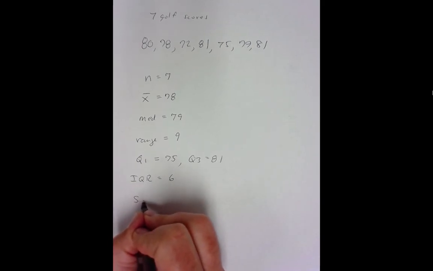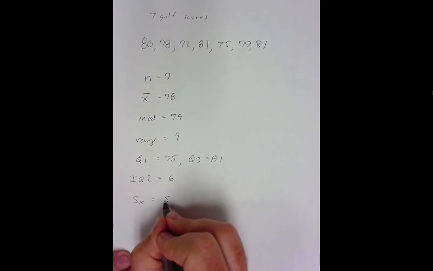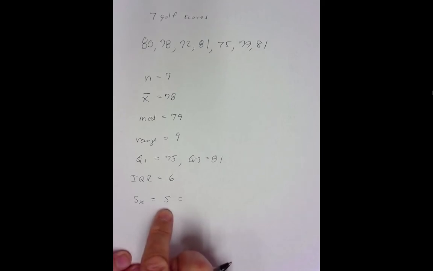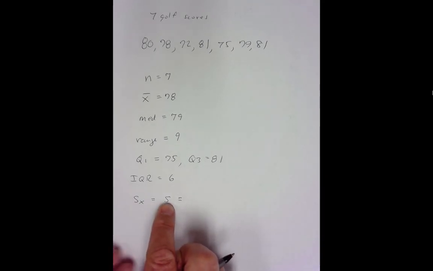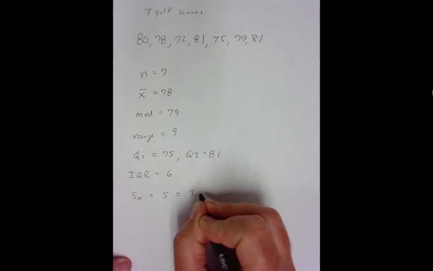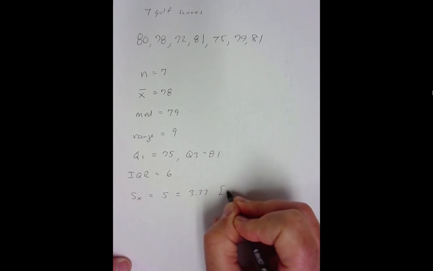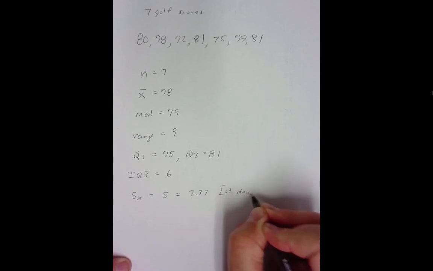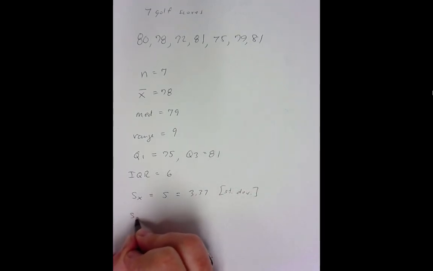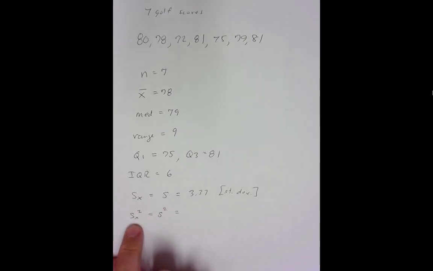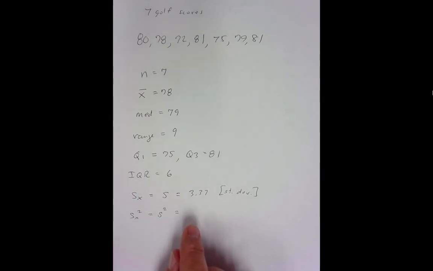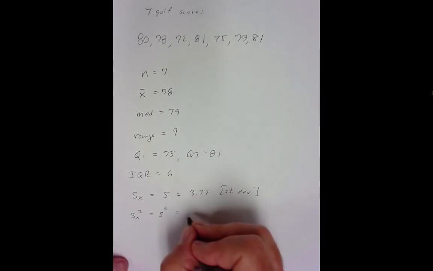And we know that the standard deviation, which will be one of these two symbols, I should say, S with a small x as a subscript, or just S, the standard deviation was 3.37. And we know that the variance, which is Sx squared or just S squared, was 11.33.